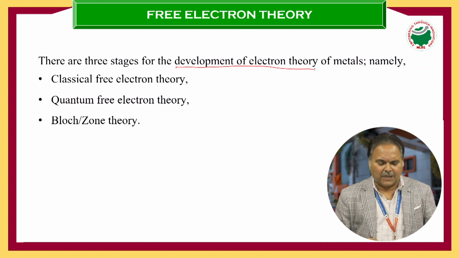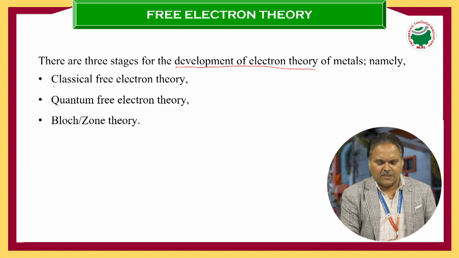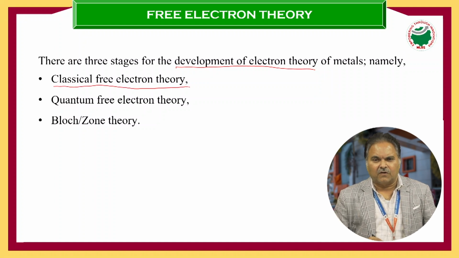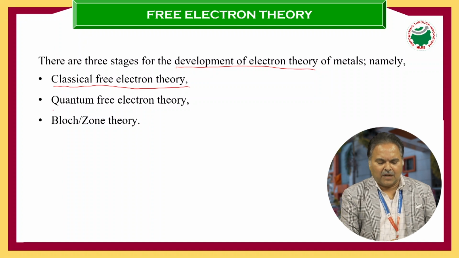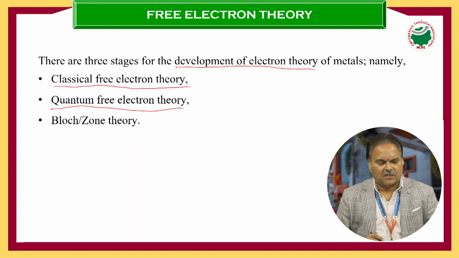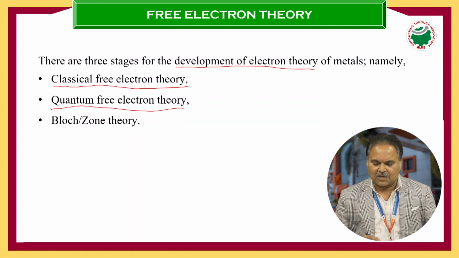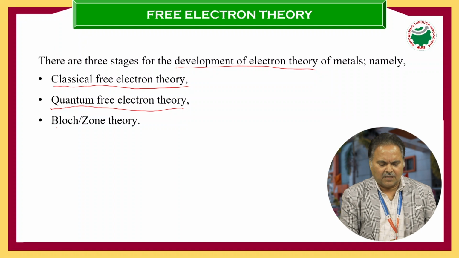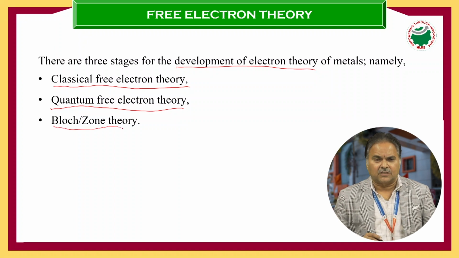Okay, so to explain the metals. The first one is classical free electron theory. What is meant by classical free electron theory? We will study that here. Similarly, the quantum free electron theory. What is that? We will study that also. Similarly, the Bloch and Zone theory, what will it explain?